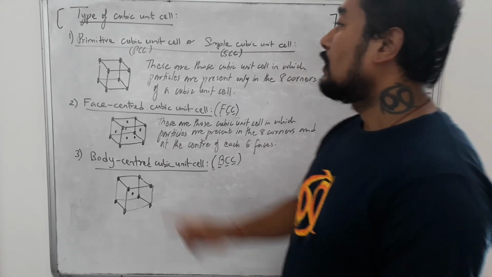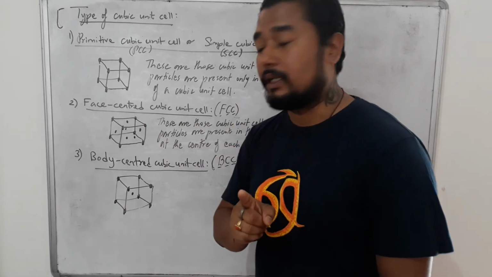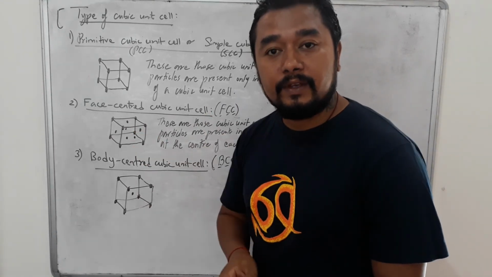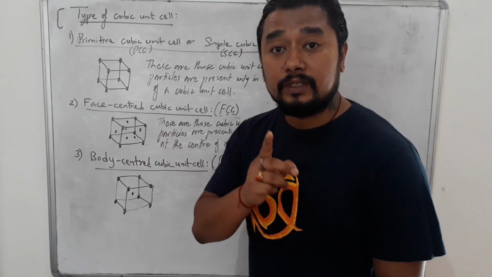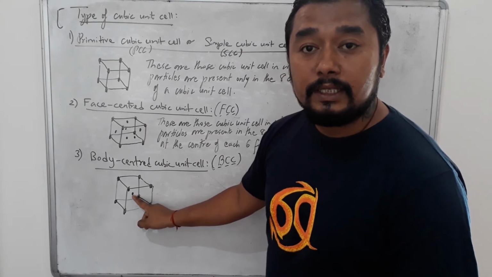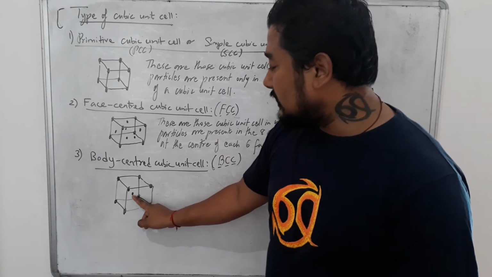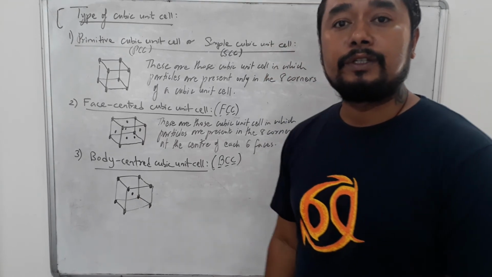And do remember, each corner will share 1/8 part with one particular cubic unit cell. Each face will share half, as I said earlier. There are 6 faces, each face will share half part, and there are 8 corners, each corner will share 1/8. But this one which is at the center of the room, it is wholly and solely meant for this particular room only, so it is one piece. This central atom will not be shared with anyone. It is meant for this particular unit cell only.